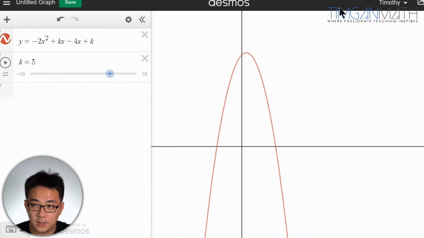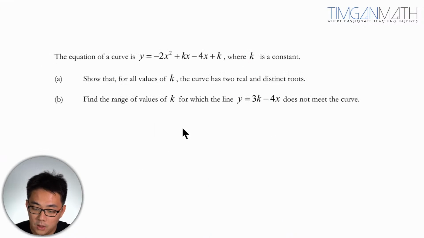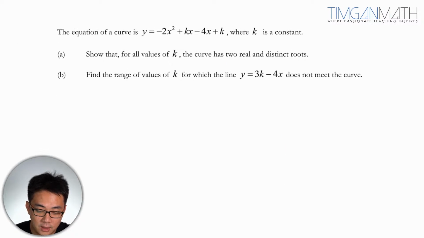Or you could just go to desmos.com to actually plot this graph out. Okay. So now, how do we show that this curve always cuts the x-axis? That's the reason why we use the discriminant.